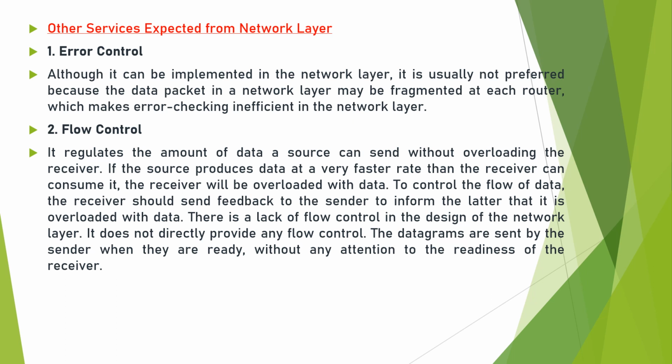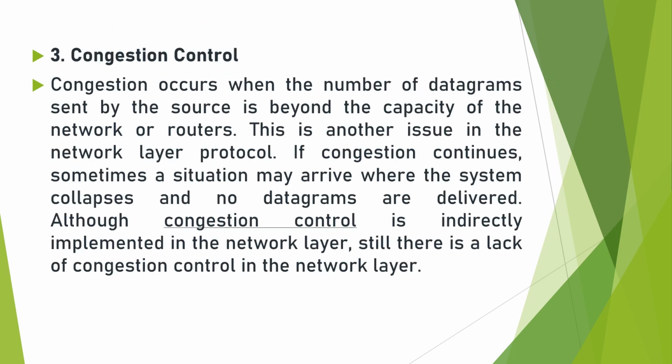If the source produces data at a much faster rate than the receiver can consume it, the receiver will be overloaded with data. To control the flow of data, the receiver should send feedback to the sender to inform the latter that it is overloaded with data. There is a lack of flow control in the design of the network layer. It does not directly provide any flow control. The datagrams are sent by the sender when they are ready, without any attention to the readiness of the receiver.